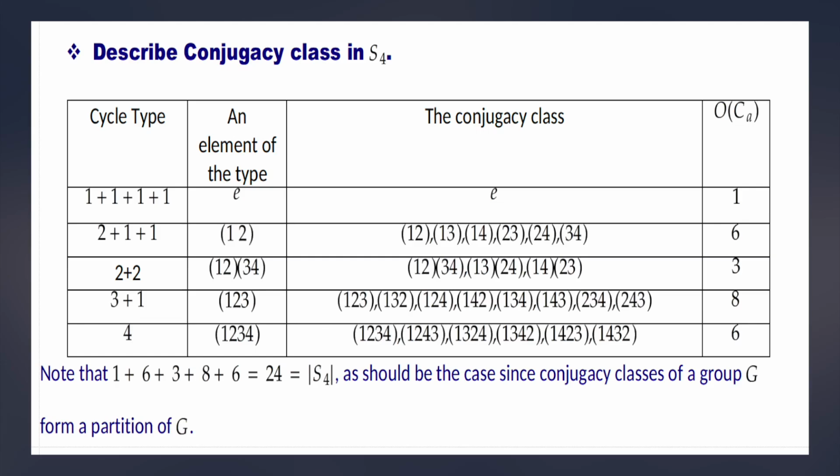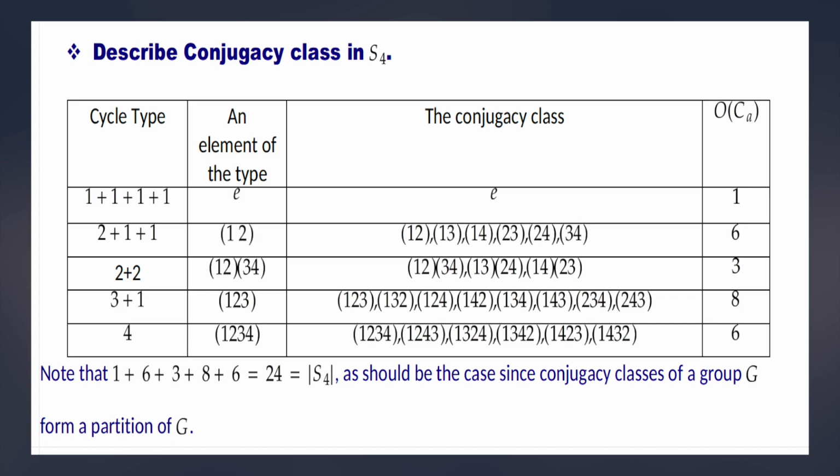Now we will describe the conjugacy classes in S4. Let us see the table here. The cycle type is 1+1+1+1. Here, the element of this type is the identity. The conjugacy class is the identity. There is only one element, so the order of C(a) here is 1.